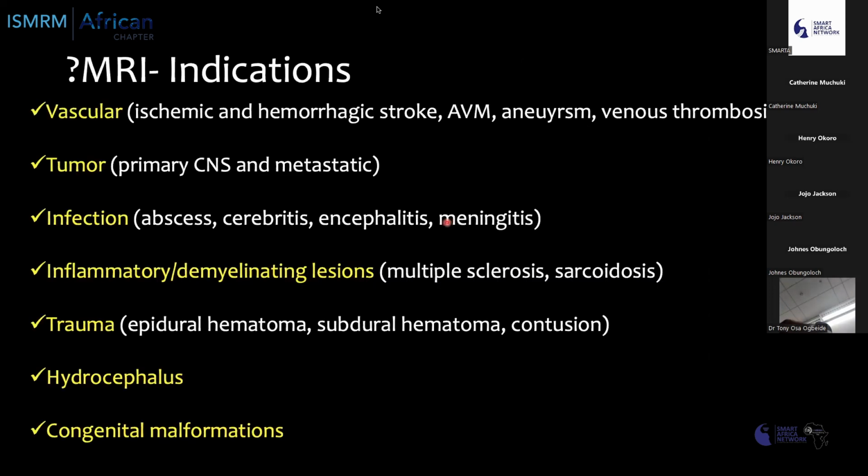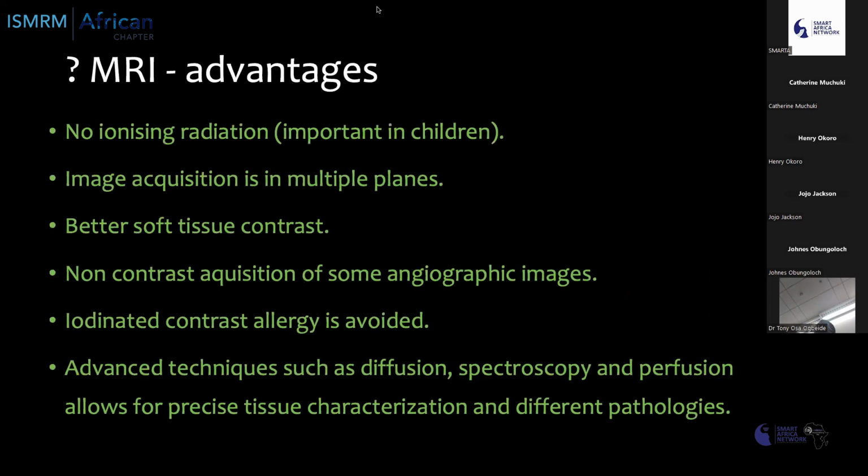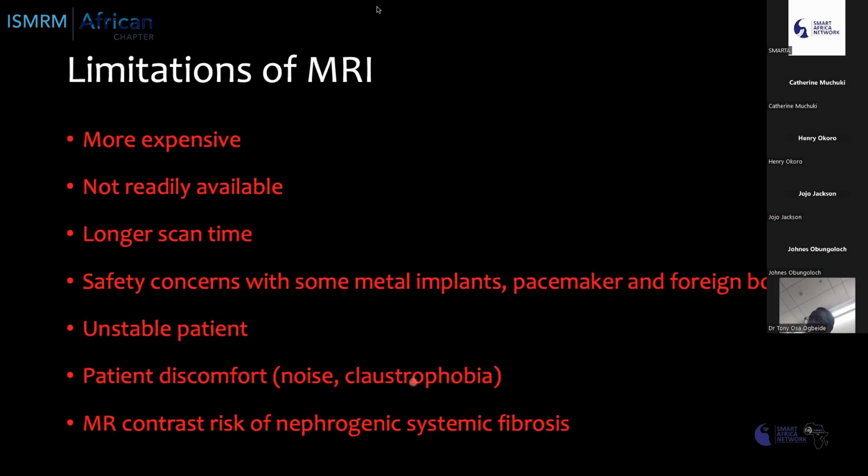So now someone asks, why MRI? Some indications include vascular disease, tumors, infections, inflammation, trauma, hydrocephalus, and congenital malformations. And its advantages? It's non-ionizing. It has multiple planes. You're able to have better soft tissue contrast. There are no concerns about contrast allergy, as in CT, and advanced techniques can help us to see more tissue characterization and different pathologies. Okay, it's limited as it's very expensive and not readily available.